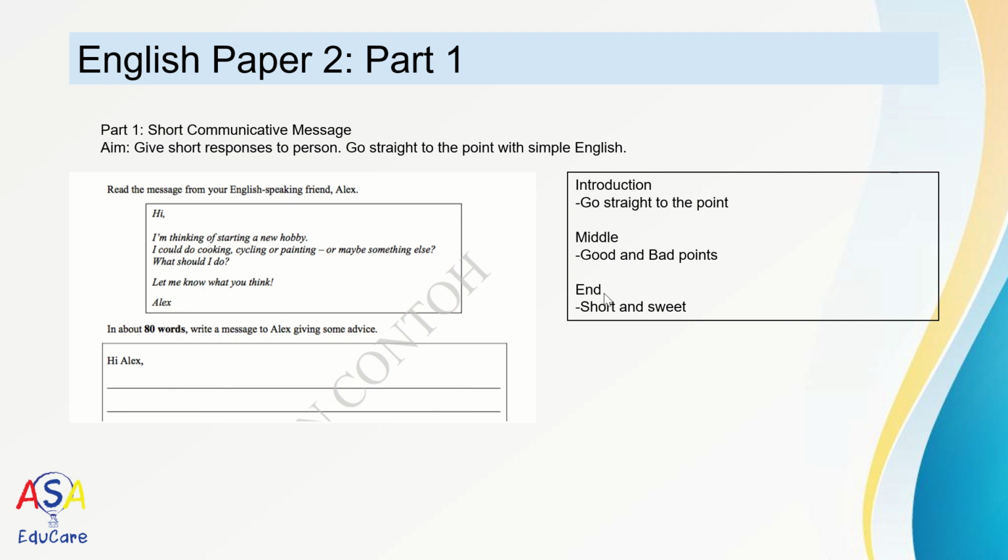Okay. Lastly, you end it. And when you're ending, usually you just do 1 to 2 sentences. Actually, one sentence is already good because just remember it's 80 words. You don't have to write like your grandmother's story, grandfather's story. Okay, just go straight to the point. Next one.